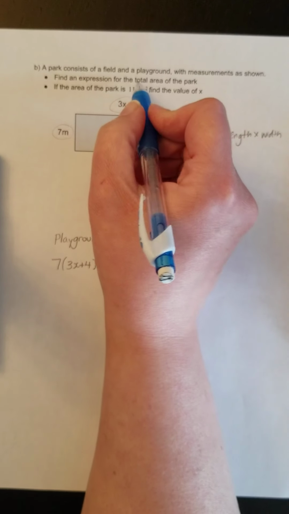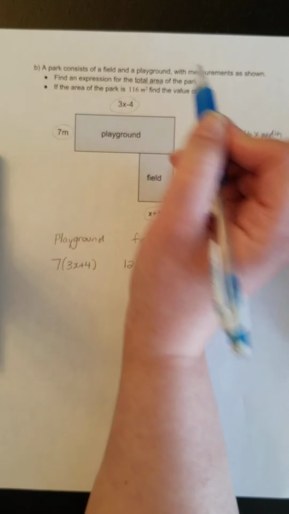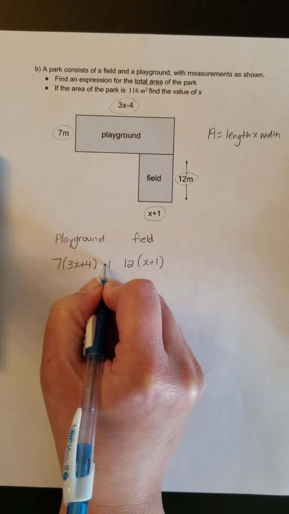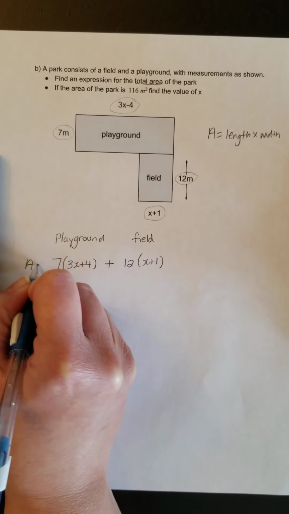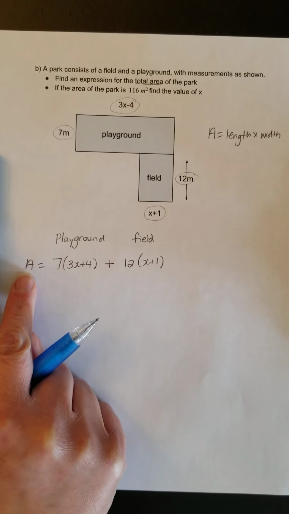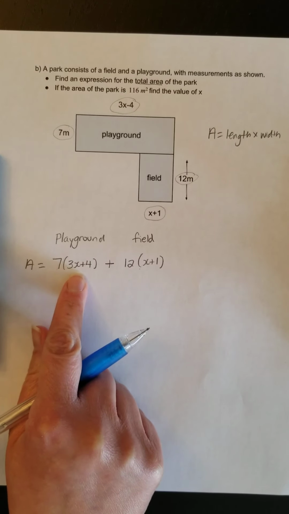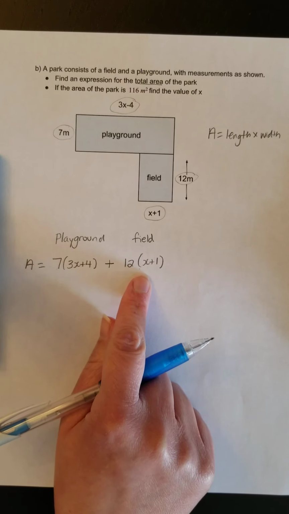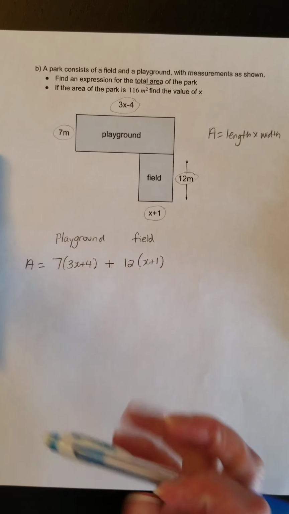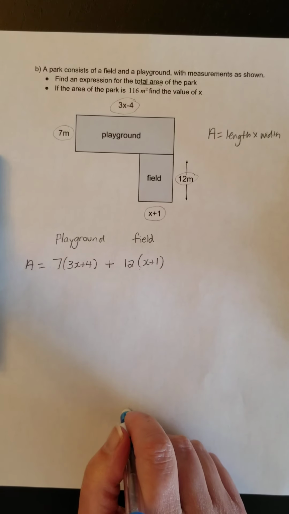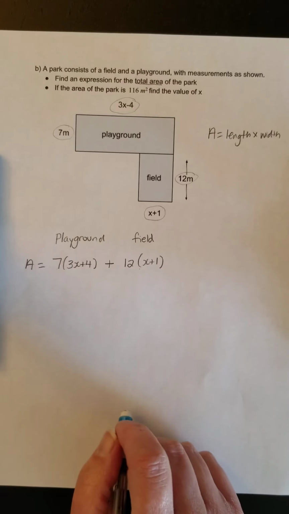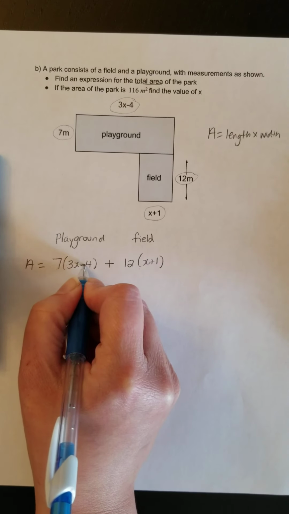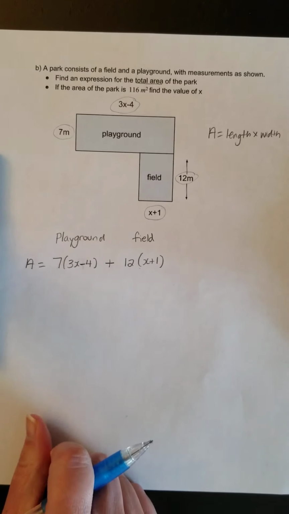And we want the expression for the total area of the park. So whenever we want the total of something, that means adding these together. So I'm going to say that A equals, for the total area, the area of the playground plus the area of the field. And again, I think you guys see that this looks really similar to the questions in the earlier part. And I just noticed that I copied that down wrong. That's 3x minus 4 from my question.